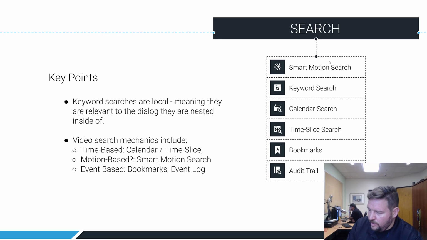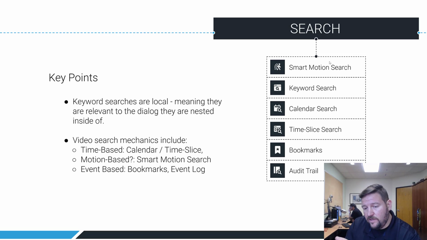Let's say a computer has been stolen off a desk. You've got lots of people walking around that desk. Well, if you use time slice search, you can find the section of the video where that computer disappears, and then you can run search again, smart search, and look for motion specifically around the computer to see when the computer disappeared.